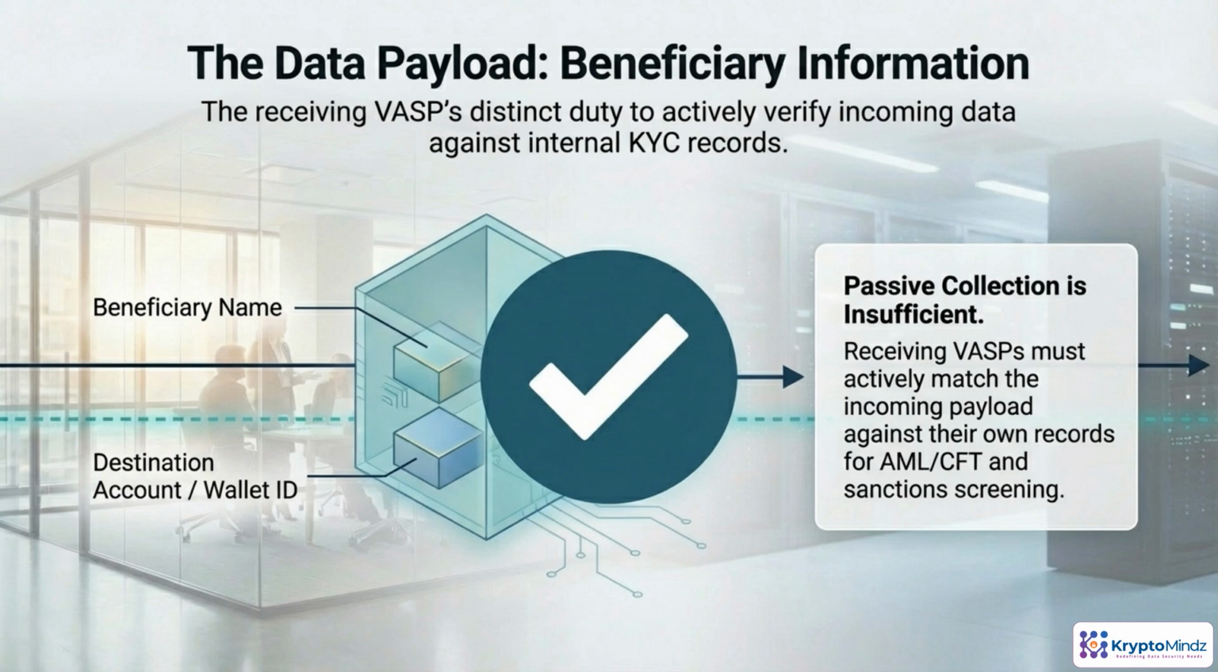On the receiving side, travel rule data isn't just nice to have, it creates a concrete duty. When beneficiary information arrives, you're expected to actively match it against your own KYC records. Does the name align with the registered customer? Does the destination account or wallet ID belong to them? That's what enables proper AML, CFT, and sanction screening. Simply storing whatever comes in is not compliant.